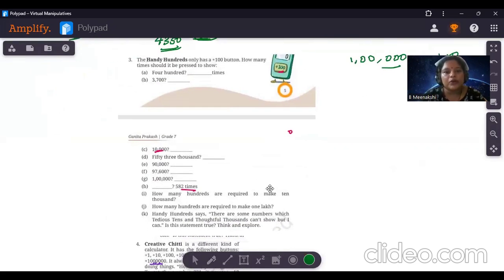Now handy hundreds. Let us go for the third question regarding handy hundreds. What does our handy hundred say? Handy hundred says that the calculator has only a plus 100 button. How many times should it be pressed to show 400? 400 has 2 zeros.